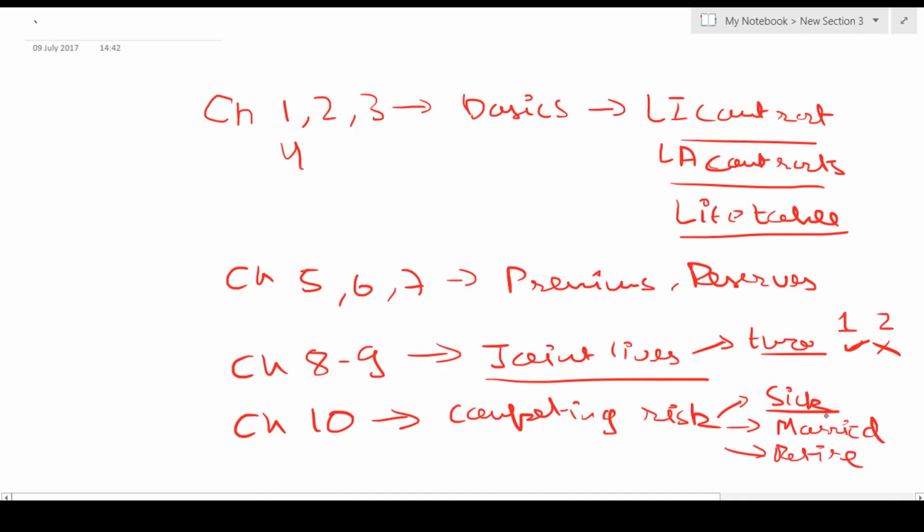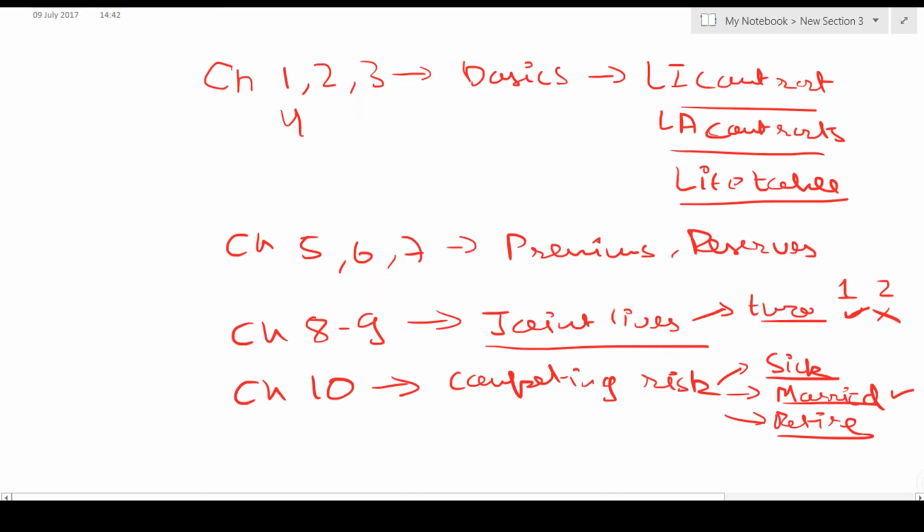Okay, and the probability of a sick person dying is different from that of a healthy person dying. And same goes for married people. Married people are less likely to die as compared to single people or bachelors. I'll get to this later. I'll tell you why that happens.